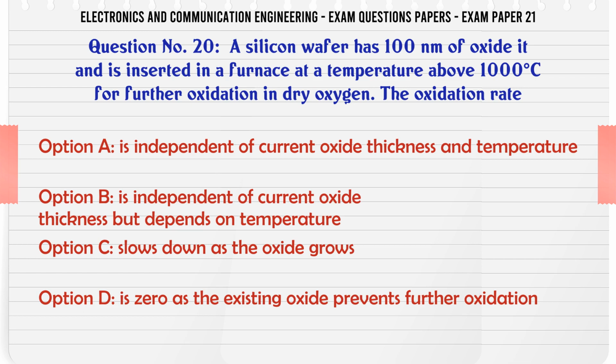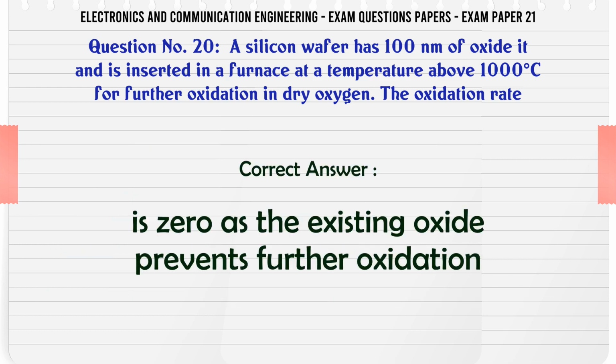B is independent of current oxide thickness but depends on temperature. C slows down as the oxide grows. D is 0 as the existing oxide prevents further oxidation. The correct answer is D: 0, as the existing oxide prevents further oxidation.